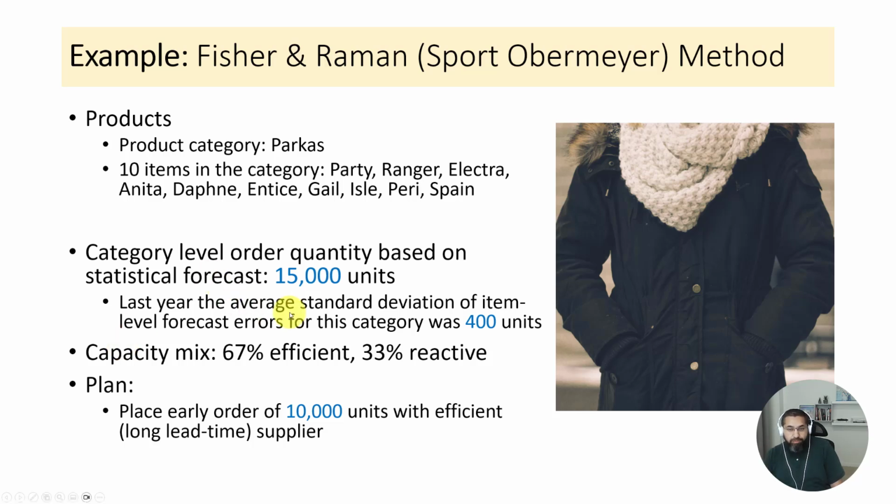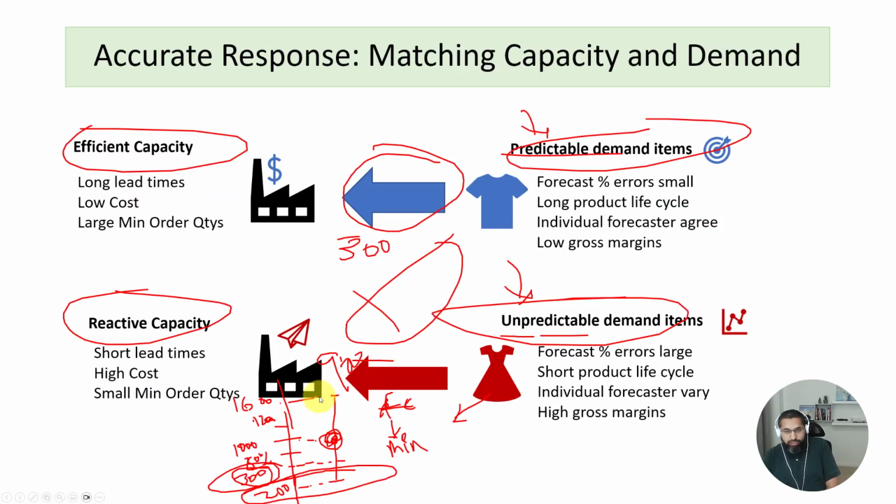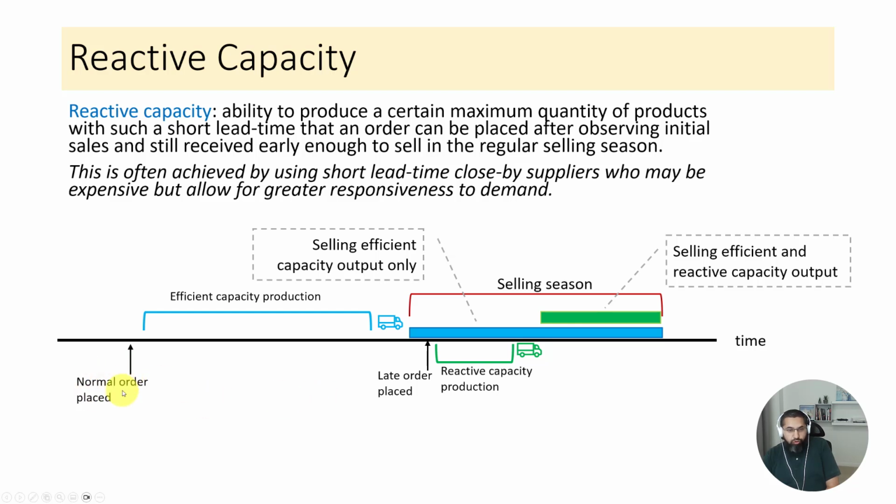So if you split 15,000 by two thirds and one third, 33% of 15,000 is 5,000. So you can leave 5,000 for reactive capacity, and 10,000, which is 67% times 15,000, is what you have to produce with efficient capacity. So we have to place an early order of 10,000 units. If you go back to this slide, this early order, this normal order, is going to be 10,000 for these parkas, and the late order is going to be up to 5,000. It may be less, but we have up to 5,000 reactive capacity to use in the late order.